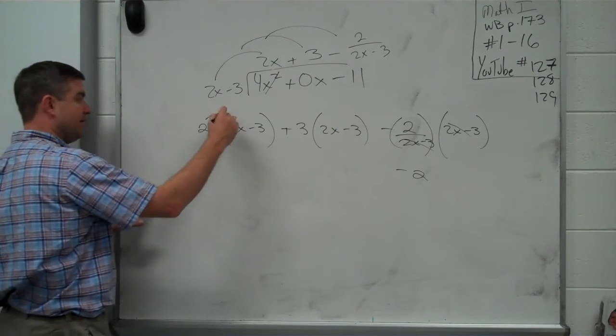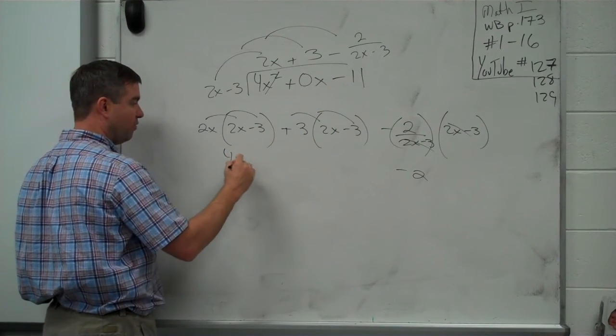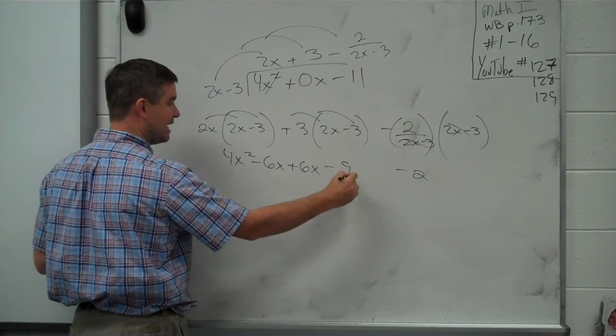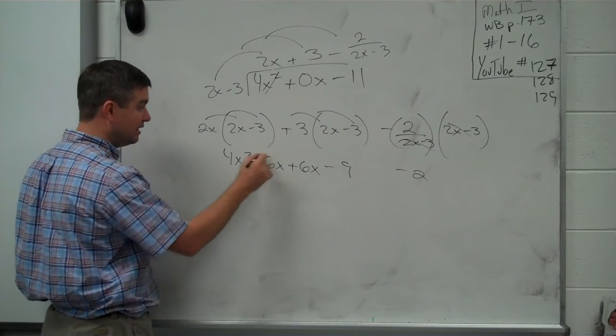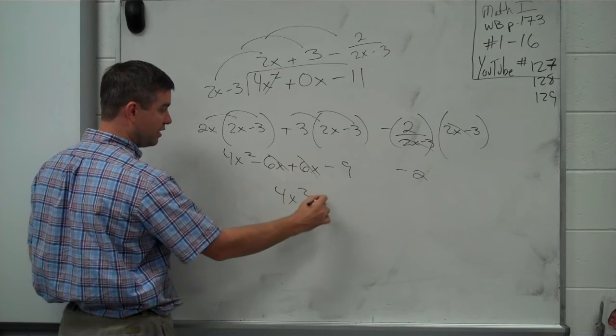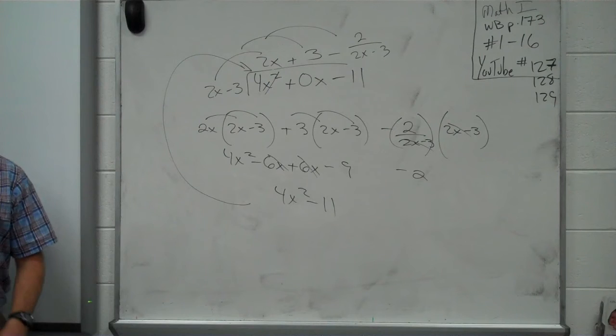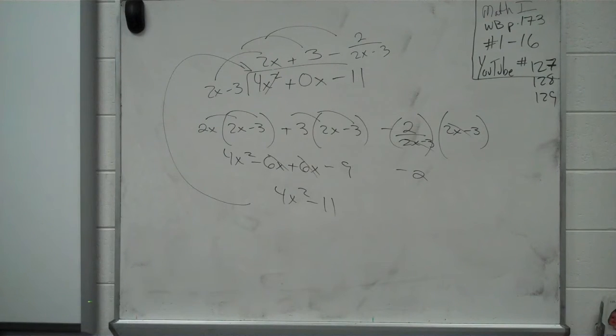These you have to distribute here and here, here and here, and I'd get 4x squared minus 6x. Here I'd get positive 6x minus 9, and then I have the minus 2 there. These cancel out, and I get 4x squared minus 11, which is what I started off with. So, every single one of these, if you take your answer, multiply it by the denominator, you should end up with the numerator, what you started out with on top. Okay? Any questions?